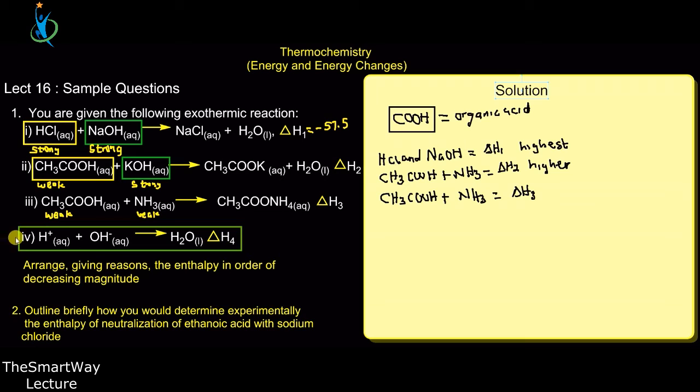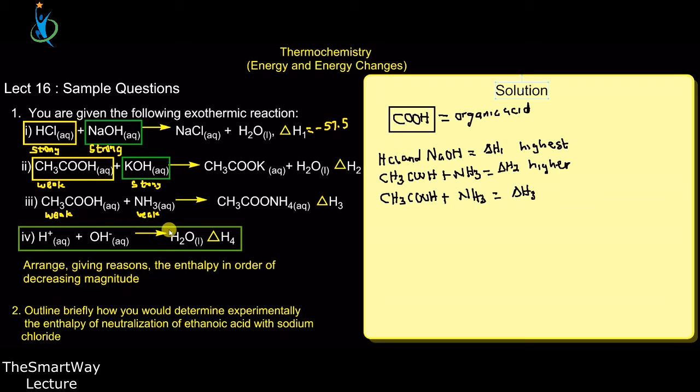So quickly, what does it mean? Now we told you that for the definition of standard enthalpy of neutralisation, we said that it is the amount of energy liberated when 1 mole of water is formed from ions. That is H plus ion coming from a strong acid, and then OH minus coming from a strong base.